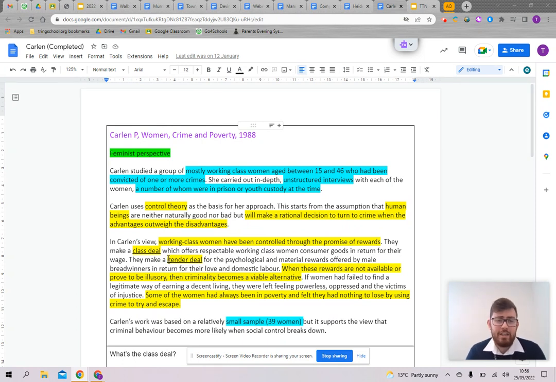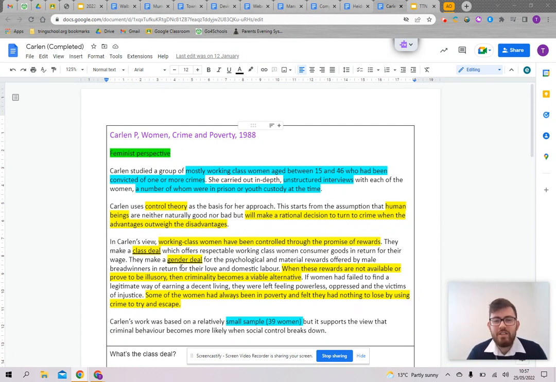So moving on to what Carlen actually found herself. In Carlen's view, working class women have been controlled through the promise of rewards. So they make a class deal. This is where she combines a bit of social class in with her feminist ideas. So she says that this class deal is the idea that society, at least, will offer respectable working class women consumer goods, so stuff, in return for a wage. Okay, so they work and they can buy stuff.